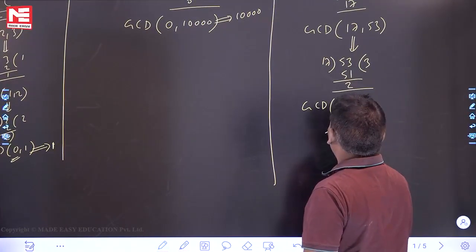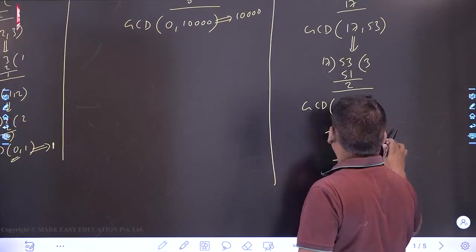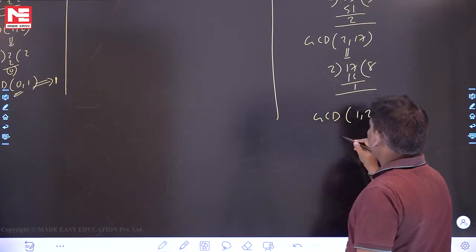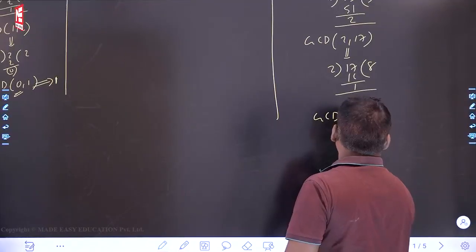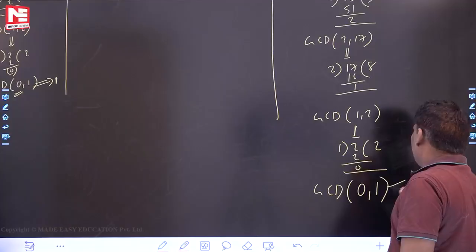What will happen now? 2, 17. 2 8s are 16. Remainder 1. Next one, GCD of 1 comma 2. Same. 1 is here, 2 is here. 1 2 is 2. Remainder 0. Next one, GCD of 0 comma 1. Answer is 1.